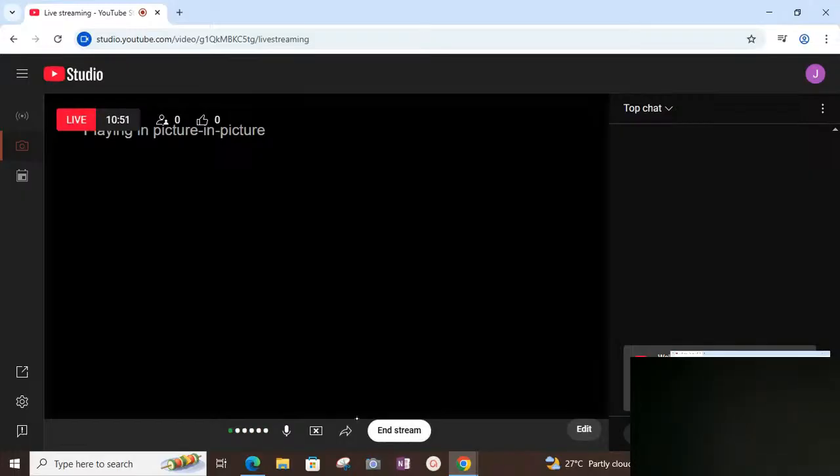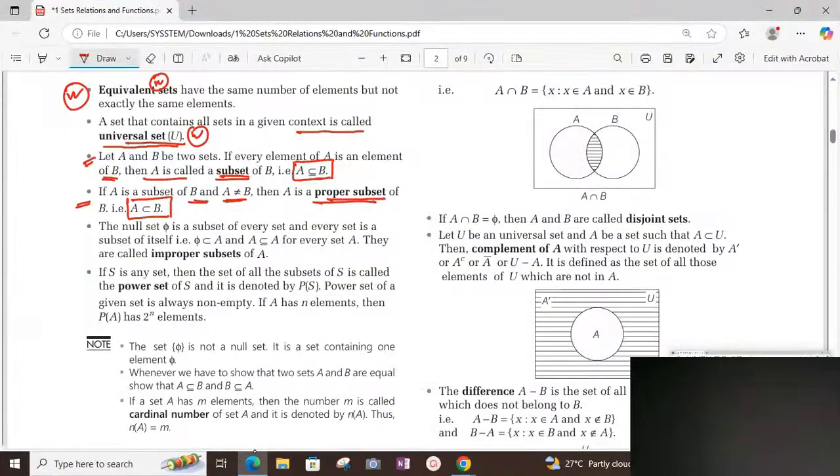So I hope there is no problem understanding subset and proper subset. Let's discuss the improper subset. The null, empty or void set is a subset of every set, and every set is a subset of itself. So these two are also known as the extreme sets, and these extreme sets are the improper subsets.